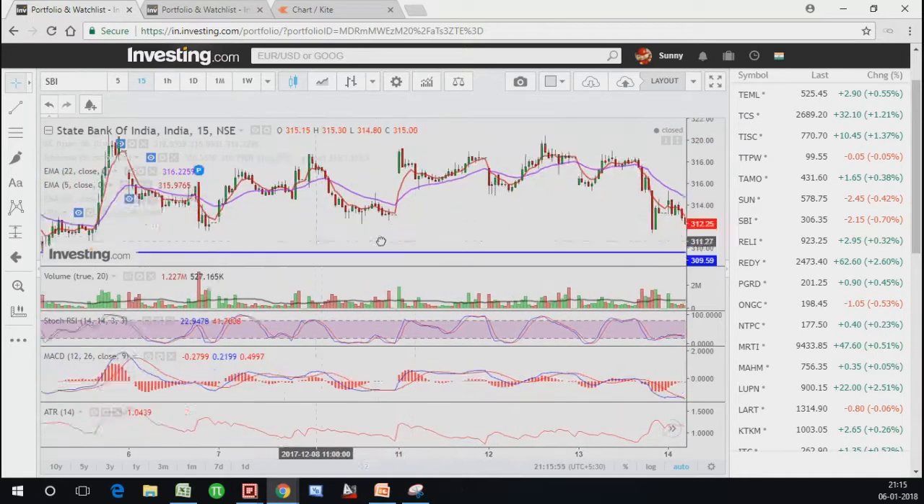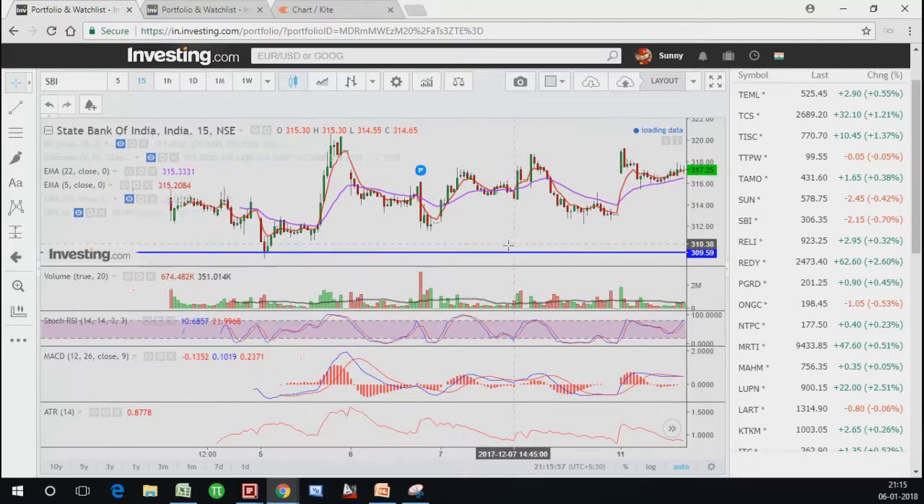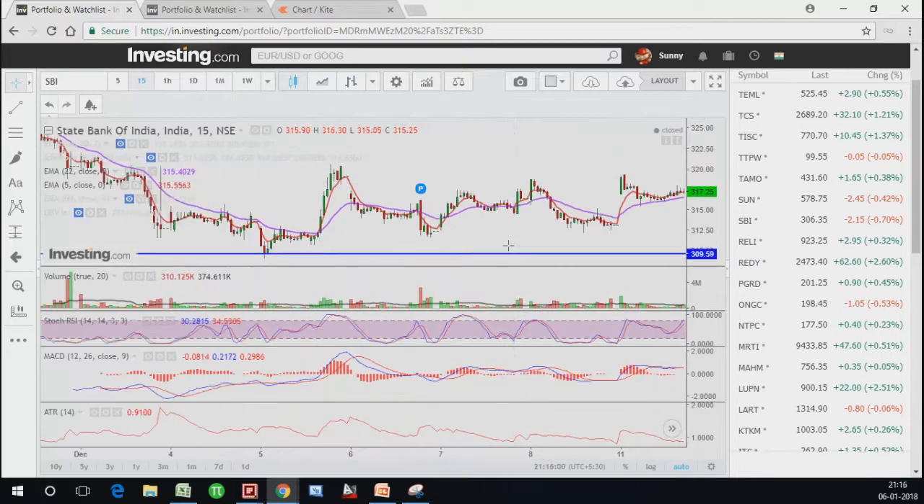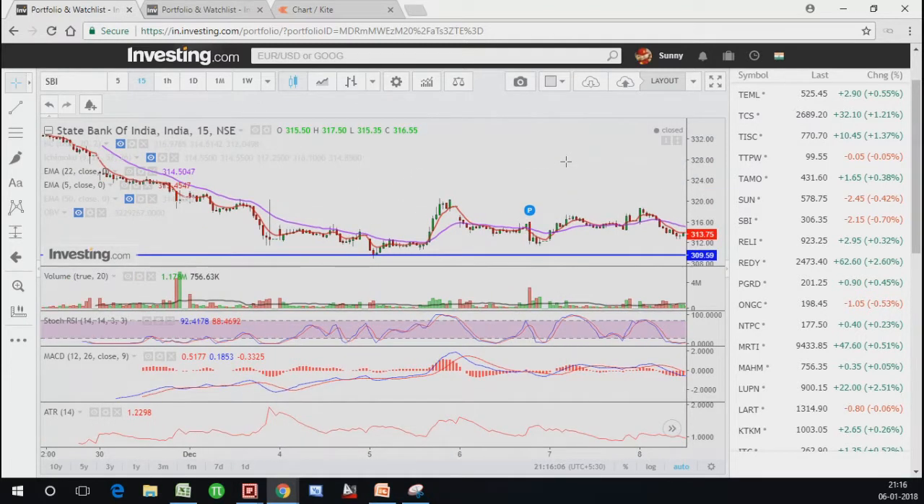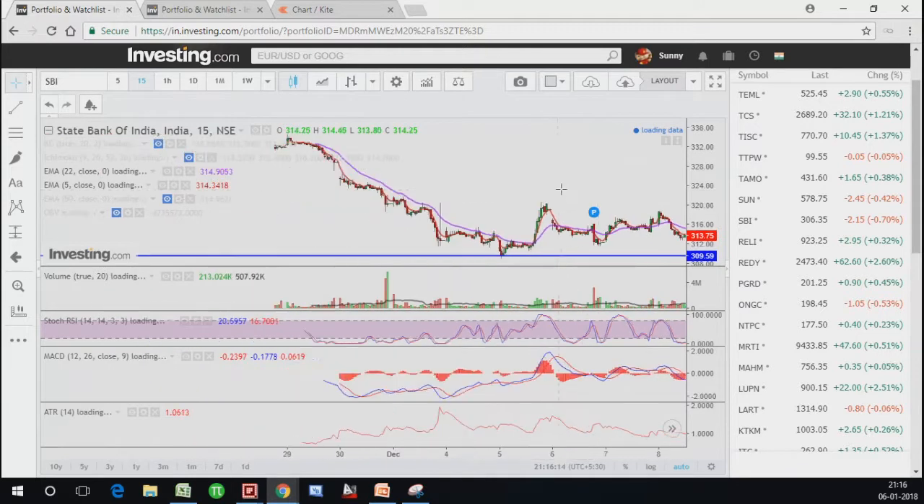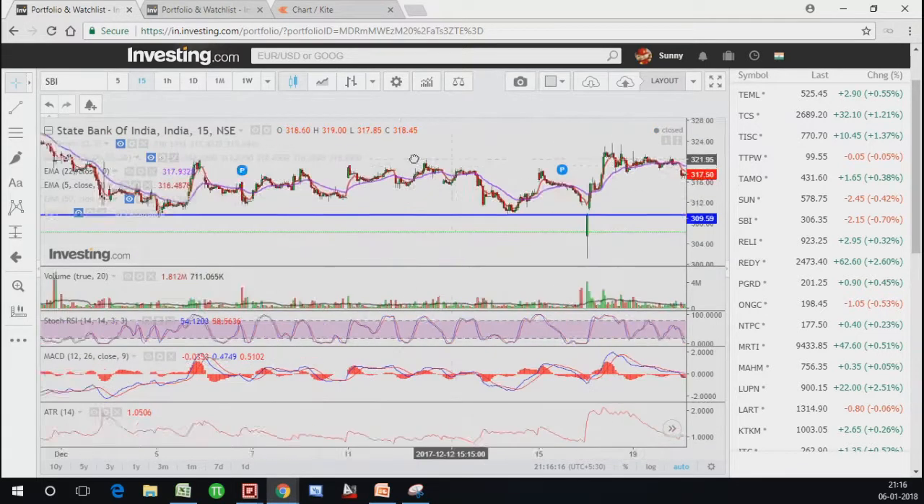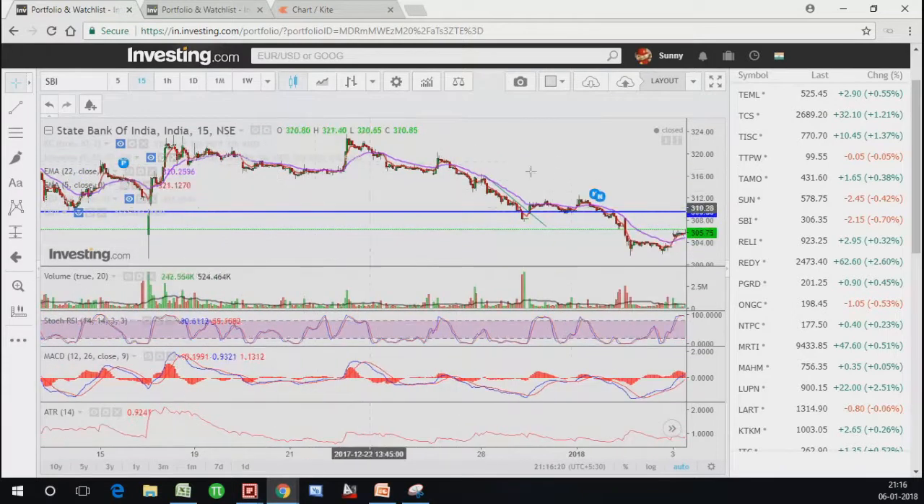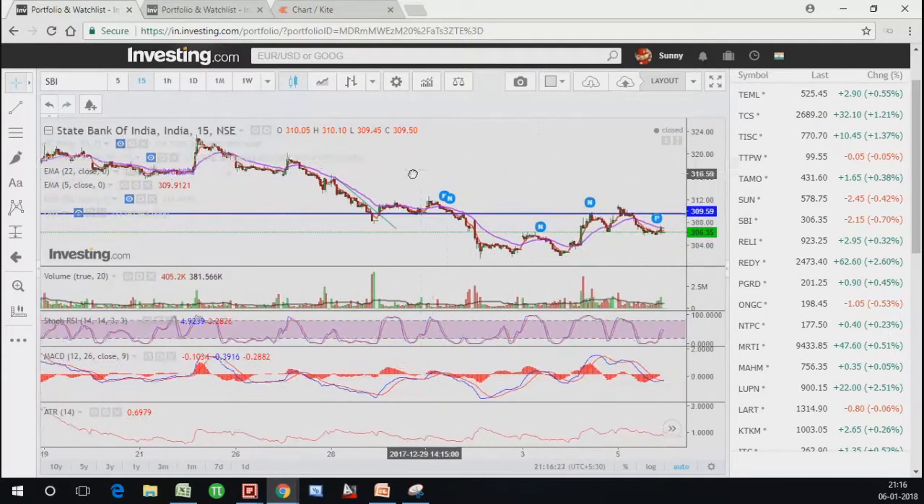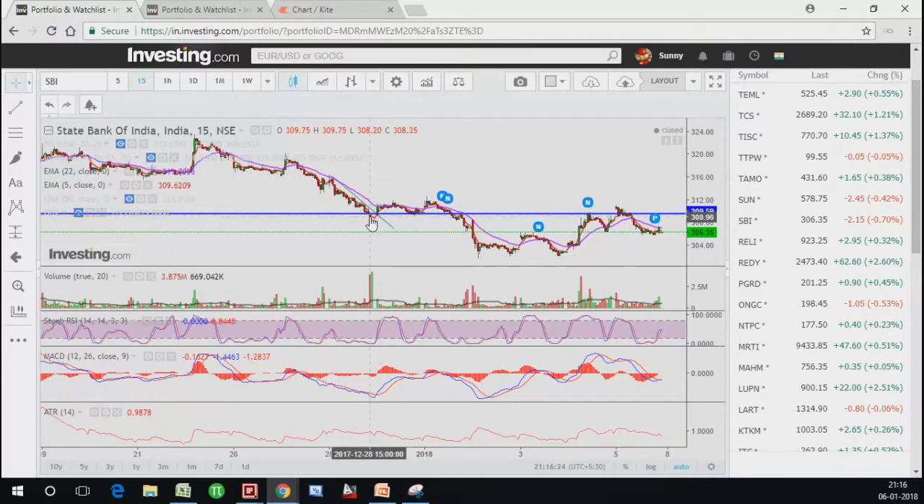Why does a support level become a support? What is the psychology behind the crowd? Yes, Samir. What is the crowd psychology behind that level? Somebody who has missed the opportunity is trying to grab the opportunity. Somebody who has done something wrong is trying to correct himself at that level. So the level becomes a support level. Now again, let's say the same level I'm taking forward.